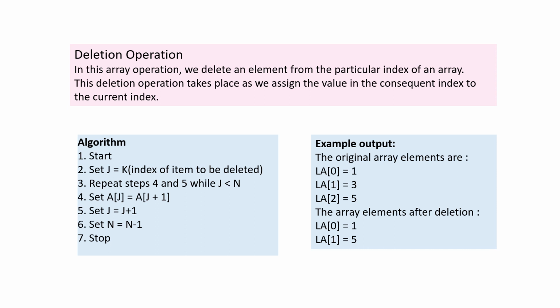The count of the total number of elements is reduced by 1, and this is understood by the sample output given. Here we are deleting the element 3 at the index 1. So the consequent element, that is 5, which is at the index 2, is assigned to the index 1. So this is how we perform the delete operation. This algorithm can be implemented in any programming language.